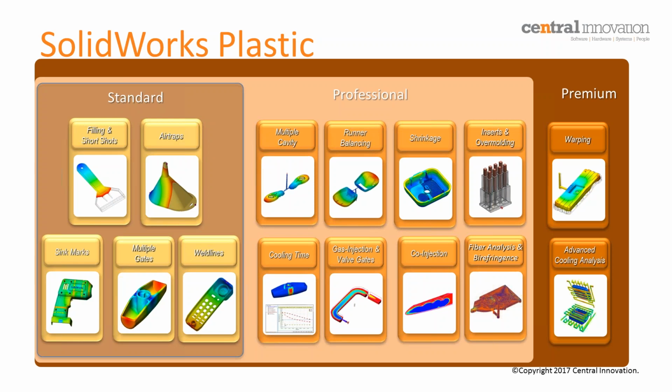Now, if we seriously want to test a variety of things, we have to upgrade to Professional. In terms of design, we have runner design opportunities: you can balance your runner if you have uneven parts on the same shot. We can understand the shrinkage.